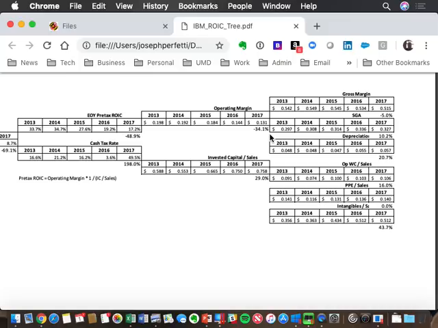If we look at the balance sheet, working capital in 2013 was 9 cents.